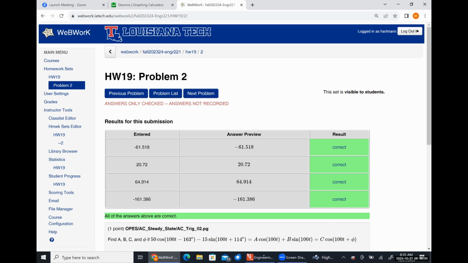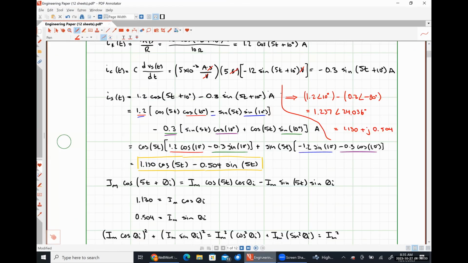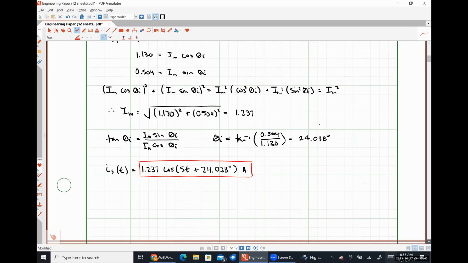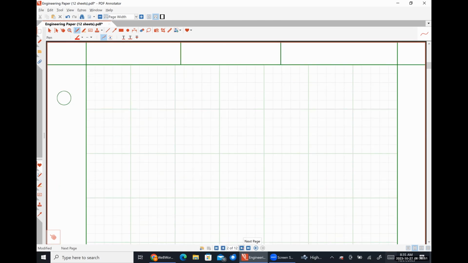So now let's talk about why that works. I'm going to explain why this works for circuits using superposition. So let's say that we have a black box network.